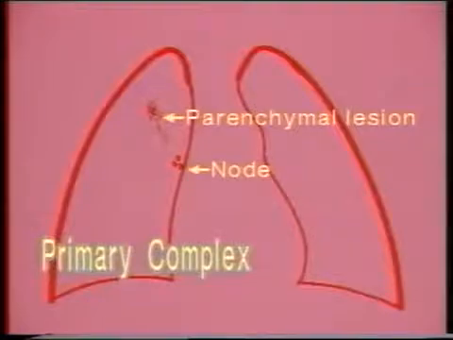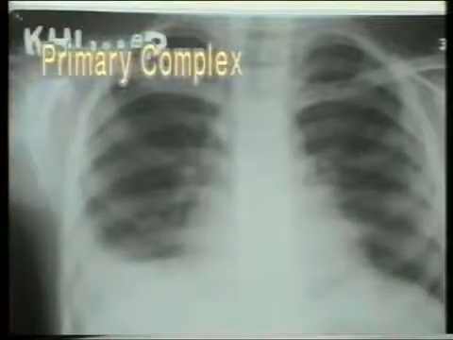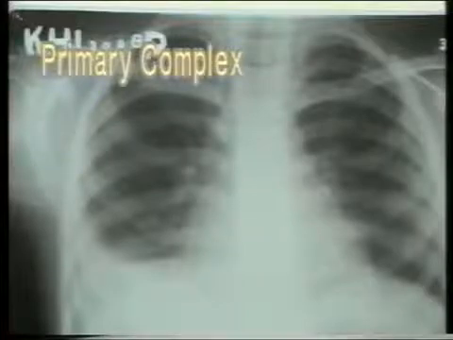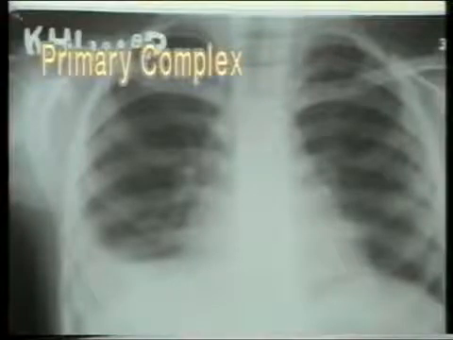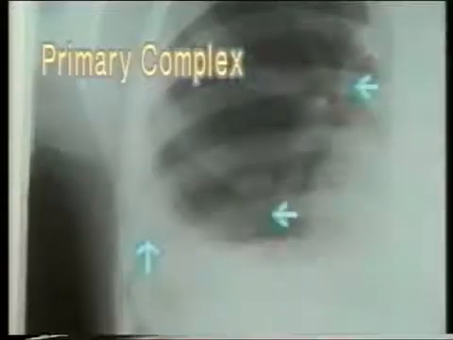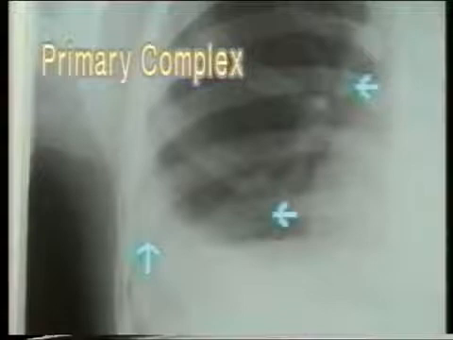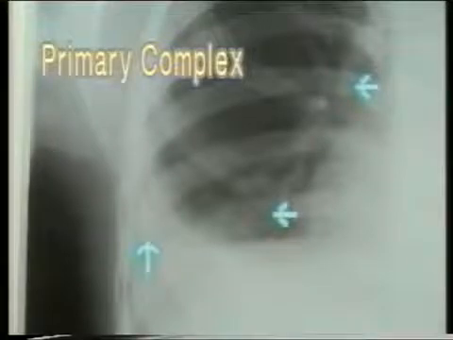a primary complex. This X-ray of a child shows a primary complex with a small pleural effusion. Pleural effusion is more common in adult primary tuberculosis than in children. In a close-up view, note the two hilar nodes, then note the parenchymal lesion which defines the primary complex, and the vertical arrow shows the blunting of the right costophrenic angle due to a small pleural effusion.